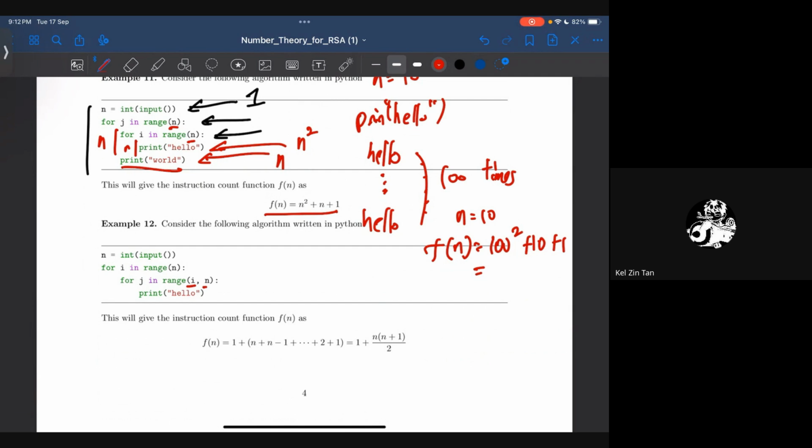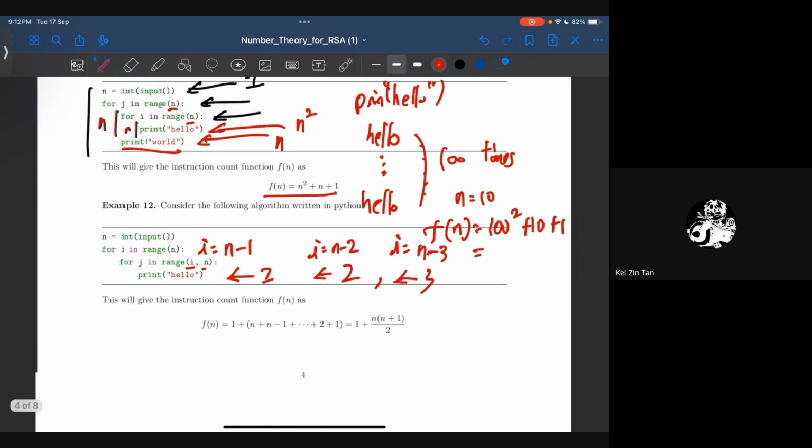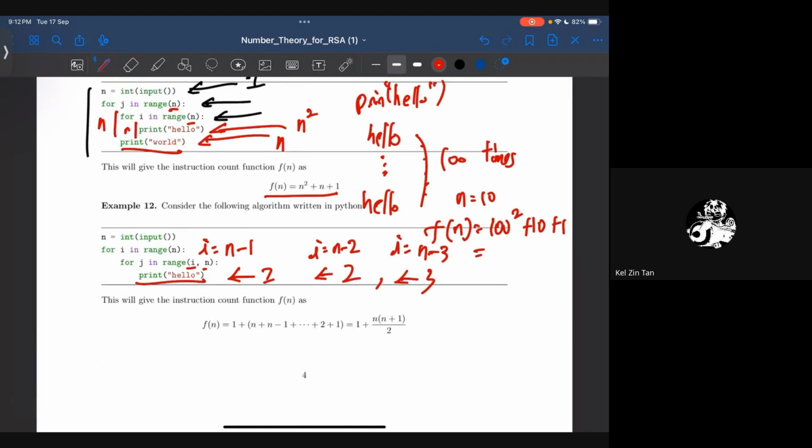Because if i is equal to n minus 1, then this will only be run once, right? And if i is equal to n minus 2, then we have range from n minus 2 to n, so this will be run 2 times. And if i is equal to n minus 3, then this line will be run 3 times. So the total number of instructions that we get is somewhat more complicated. This print hello line will run for n plus n minus 1 plus n minus 2 plus n minus 3, all the way until 1.